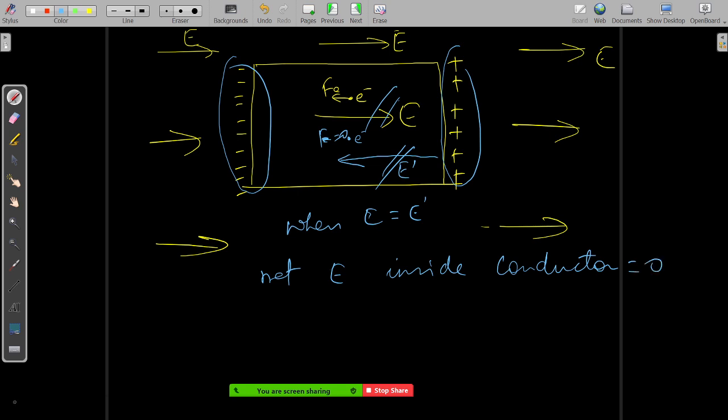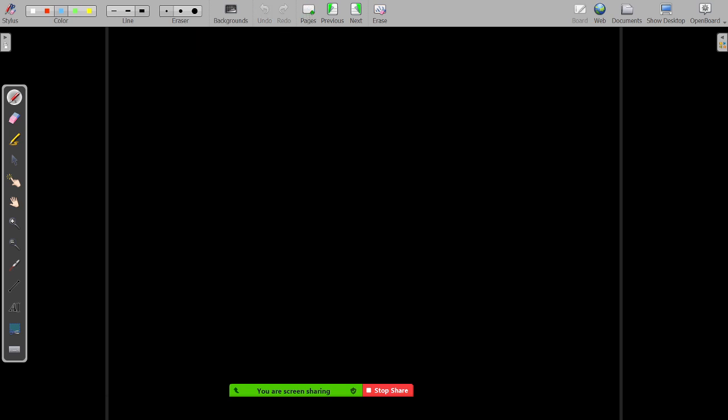So that is one application of Gauss law. How we'll see. You can just see that electric field inside a conductor can never have some value. Electric field inside a conductor will always be zero. Why is it so? Let's say you have a conductor here.